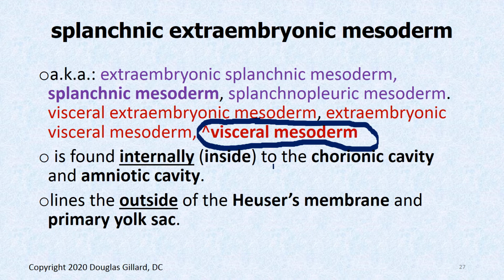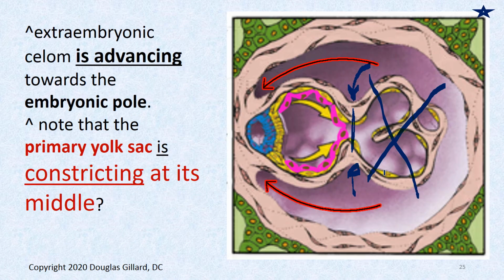They're found internal. So the splanchnic extraembryonic mesoderm is found internally to the chorionic cavity. What do you mean by that? Well, there's the chorionic cavity. So this is all splanchnic extraembryonic mesoderm, or you could call it visceral mesoderm, or visceral extraembryonic mesoderm. Once you learn your AKAs, I know I probably sound like I'm talking a foreign language right now, and I think I am until you start to learn these words.